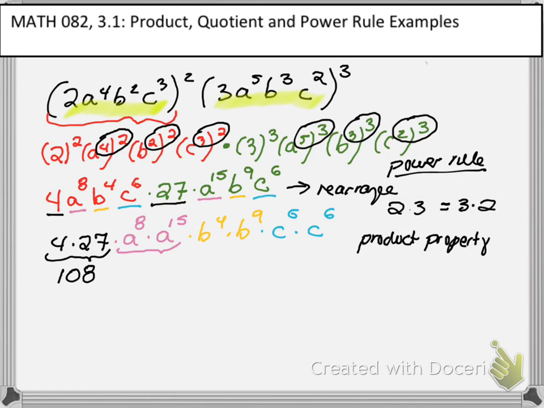Remember, the product property says that if I'm multiplying two terms with the same base, then I can add those exponents. That's what the product property does. So that should give us 8 plus 15, which is 23. Okay, same thing here. We're going to use the product property. 4 plus 9 is 13. Okay, same thing with C. We have a 6 and a 6. That gives us 12.